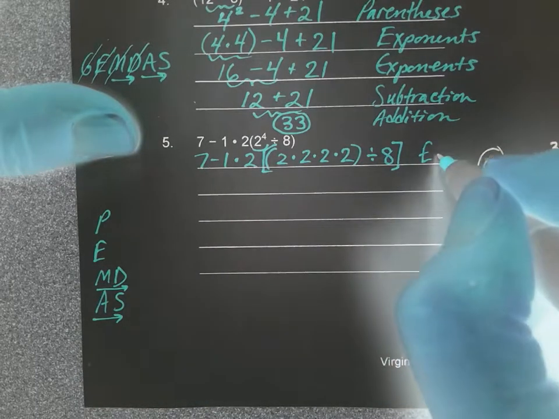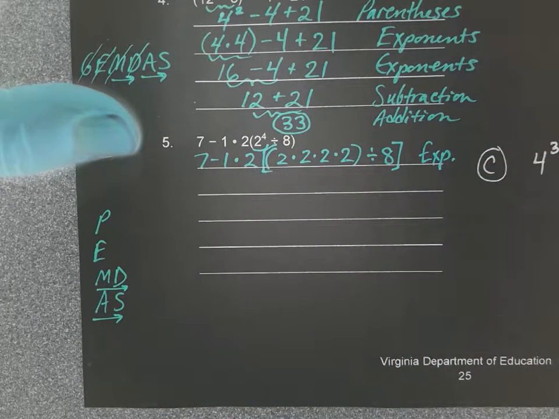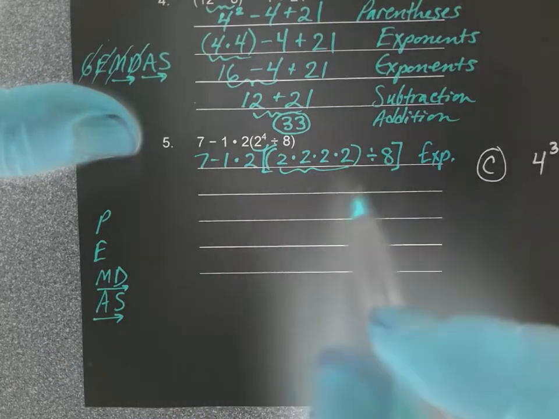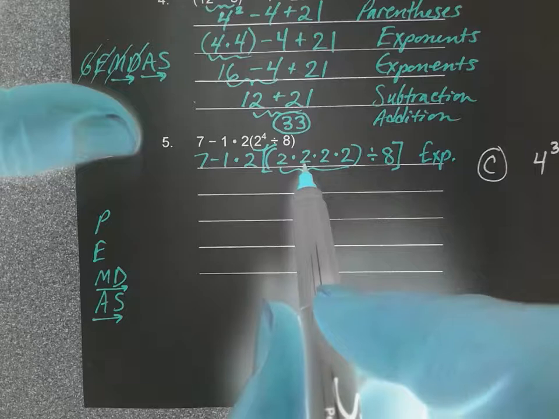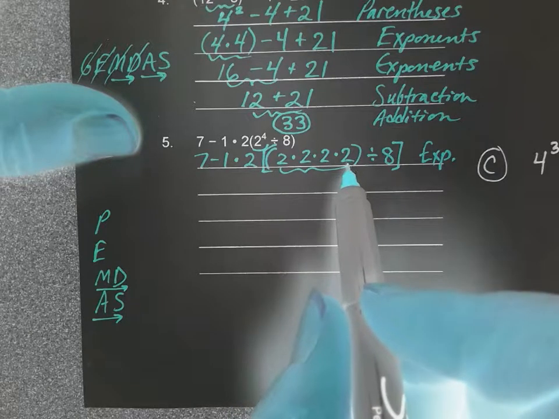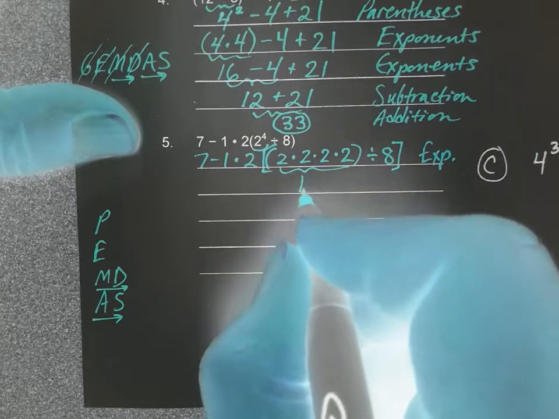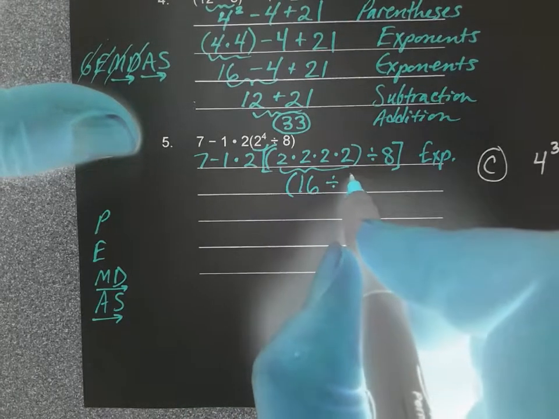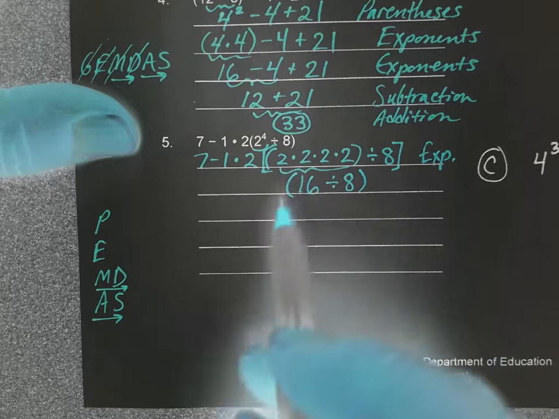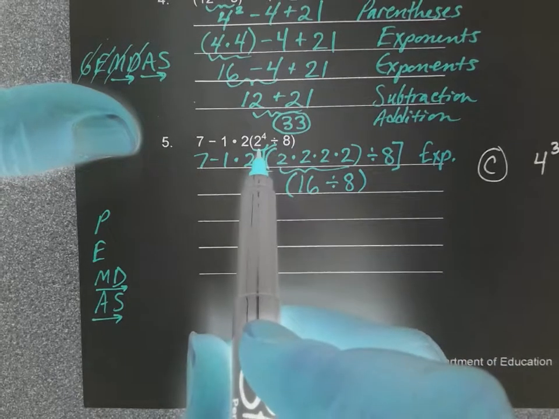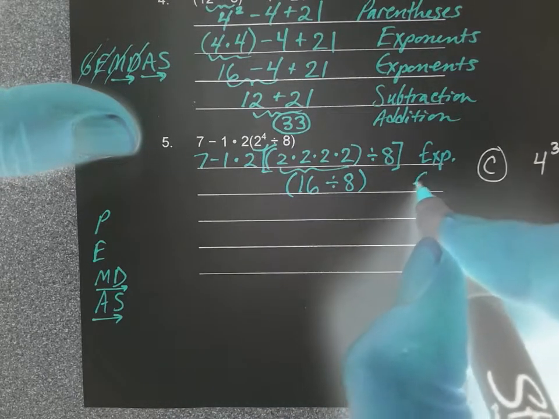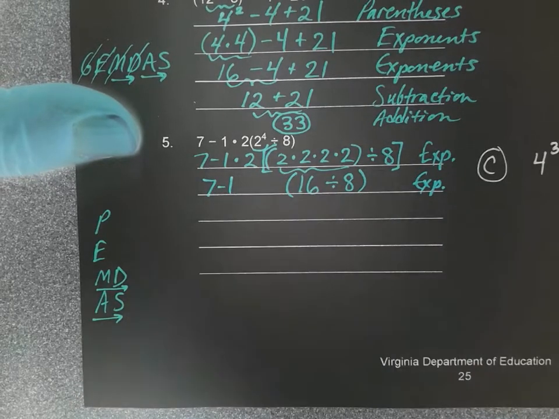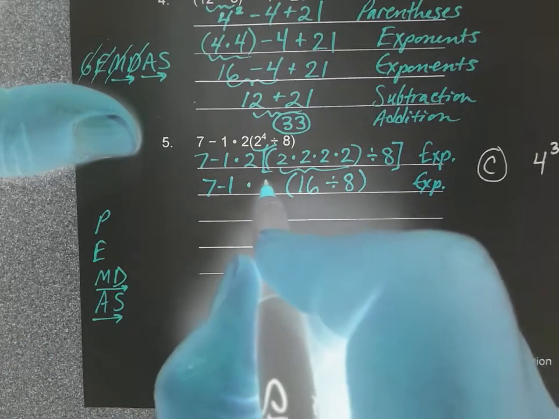Well, here I'm using exponents. We're going to shortcut it because I'm kind of out of space. And we're going to see if we can simplify this exponent one more time. So 2 times 2 is 4. 2 times 2 over here is 4. 4 times 4 is 16. We're going to get 16 from that exponent, and we're going to write 16 divided by 8. That's really what's happening in parentheses there. I just had to simplify the exponent first. So still looking at exponents. And in front, we haven't done anything with 7, take away 1, or times 2.